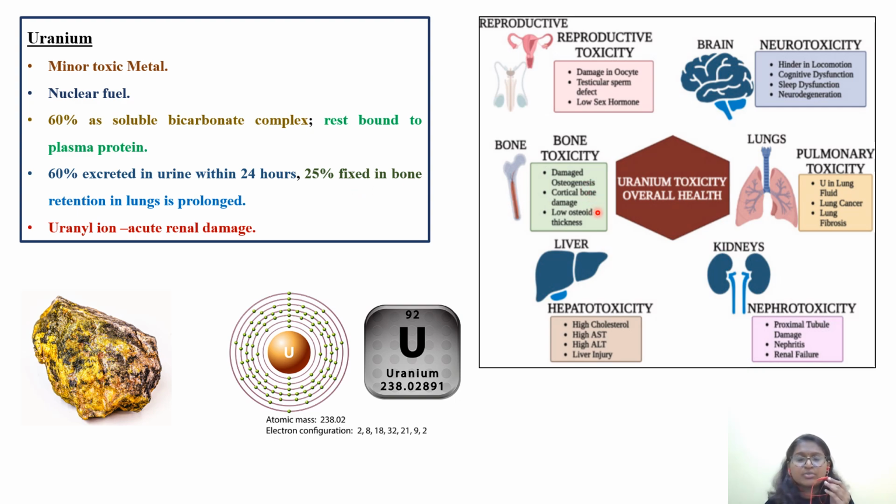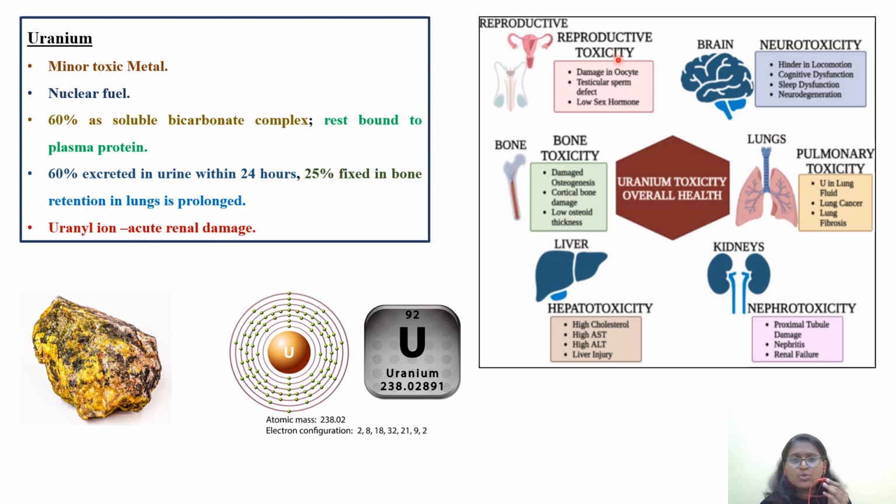We know that bone formation also has a cycle: osteogenesis, osteoclast formation. There is a separate big cycle through which the bones are formed. So that osteogenesis, bone formation, is getting damaged. Cortical bone damage is causing low osteoid thickness. Even if by chance bones are formed, less thickened bones are formed, brittle bones are formed.